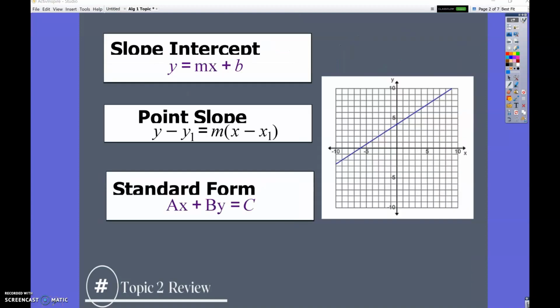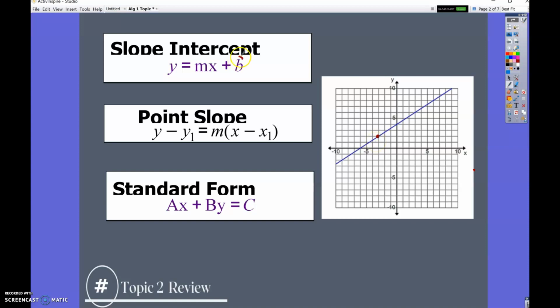For question 2 on your test review for topic 2, they're going to give you a line that's already graphed. They're asking you to make an equation for this line. First, note that when you're looking at graphs, it's important to look for points that actually cross at grid sections. So nothing in the middle there. You could, but we just don't know how to estimate that.